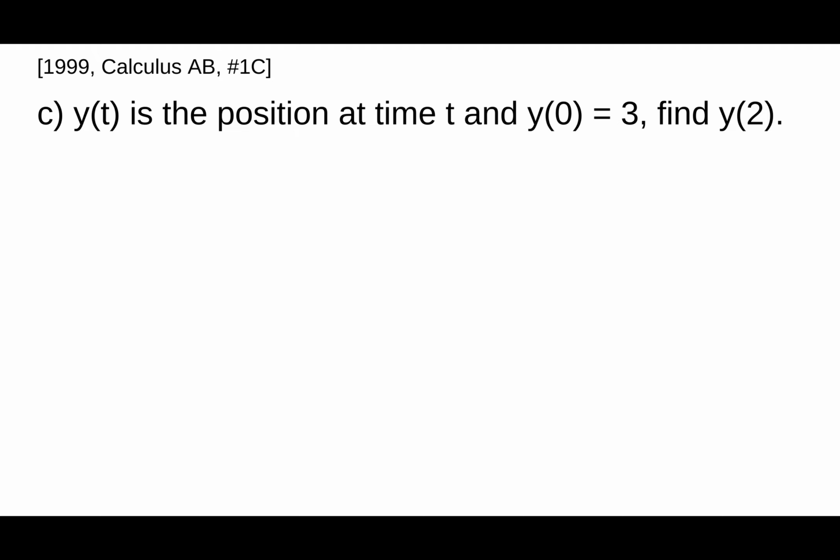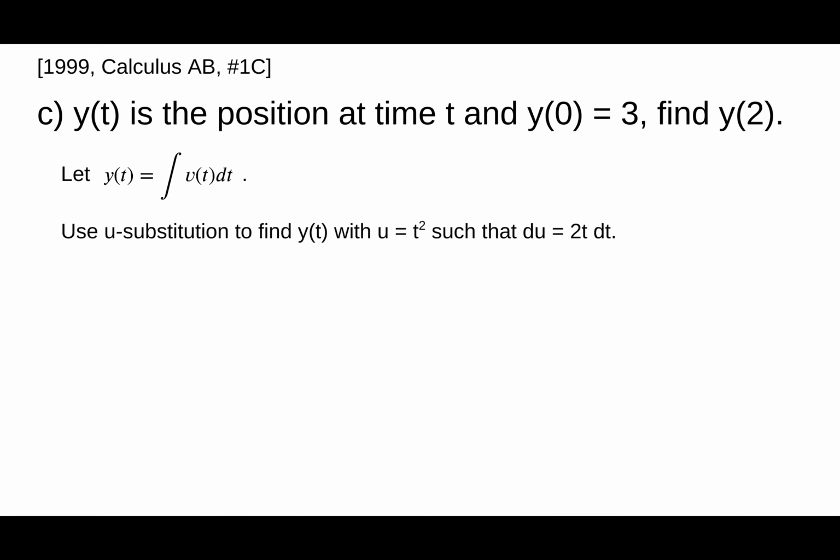In part C of the question, we are given that the function y of t represents the position of the particle at time t, and that y of 0 is 3, and to use that information to find y of 2, that is the position of the particle at t equals 2. All right, so first let's define y of t to be the position function, which would be the indefinite integral of v of t dt. We can find this by using u substitution.